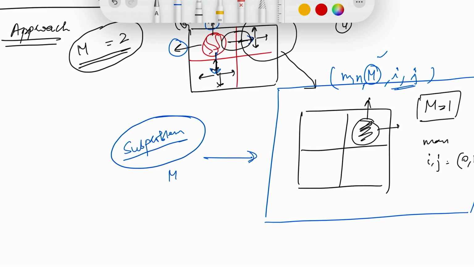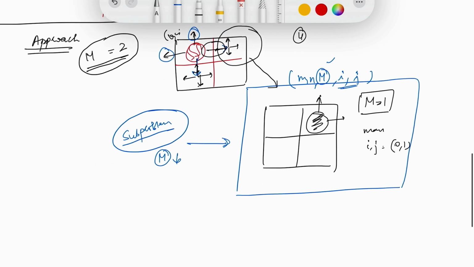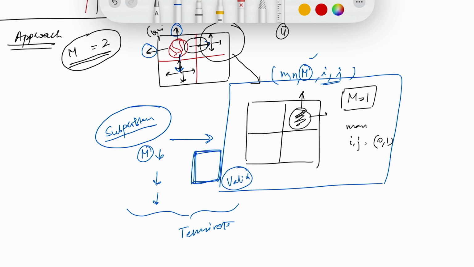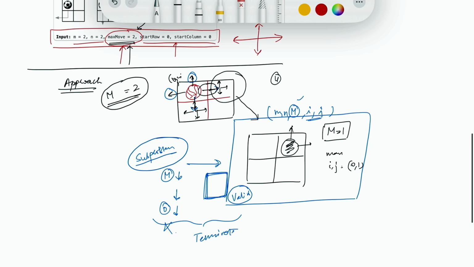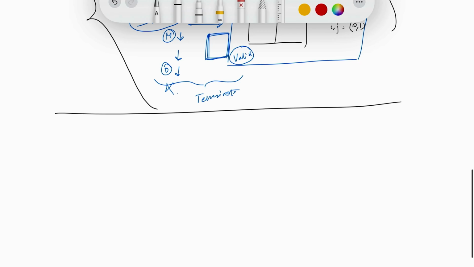In this subproblem, the m value is reduced. If we keep on reducing the m value, or if we are moving to the boundary, we have to terminate our recursion. If we have reached the boundary, it means it is a valid path. If the m value is 0 or negative, we have to close the recursion call. Using this intuition, I got to know that this is a recursive solution and we have to write a recursive solution for that. Let's code it recursively.